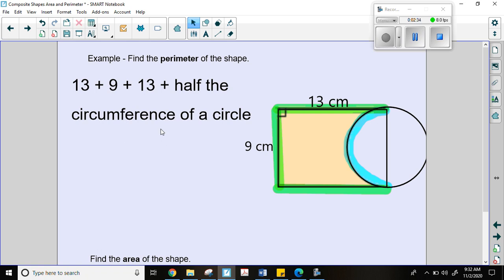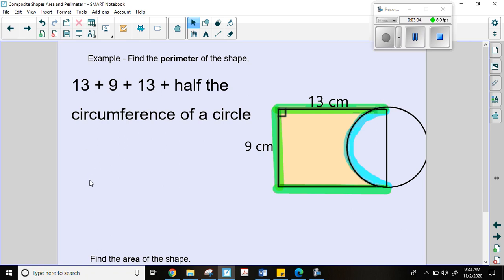You use either pi d if we're using the diameter or 2 pi r. So we know that the diameter of this circle is the same length as the side length of this rectangle. So I would use, if I had the option here, the pi d equation because we've been given the diameter. And don't forget, we'll have to divide it by 2 because we only want half of it.